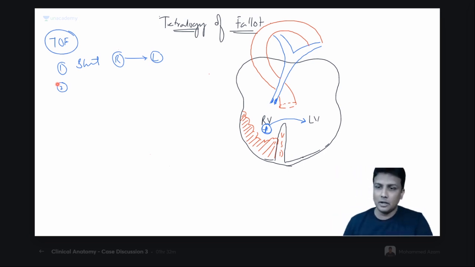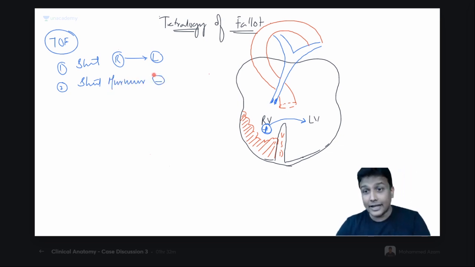Okay, remember, shunt murmur will be very much negligible, so you will not be able to listen to that one. So shunt murmur will be negligible, guys. Then sir, which murmur will occur? Look here carefully.